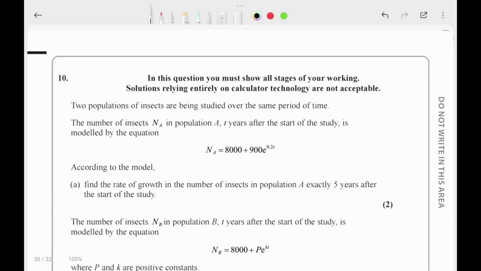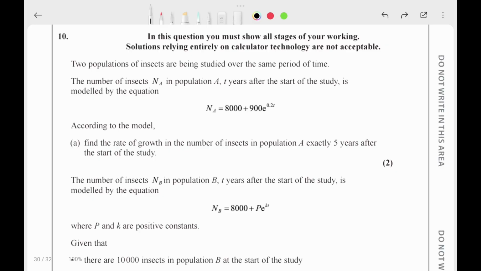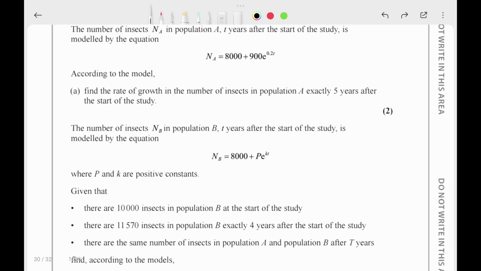So, two populations of insects are being studied over the same period of time. The number of insects NA in population A T years after the start of the study is modeled by the equation. The equation is given. So T is the time in years. N is the number of insects. Find the rate of growth in the number of insects in population A exactly 5 years after the start of the study.